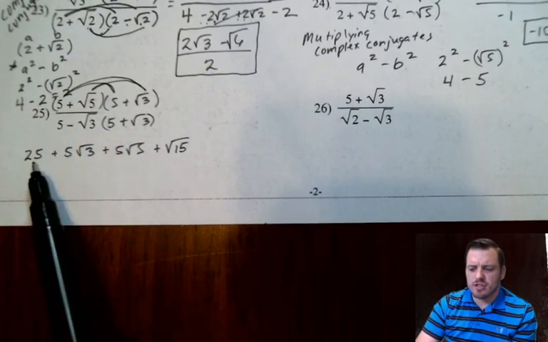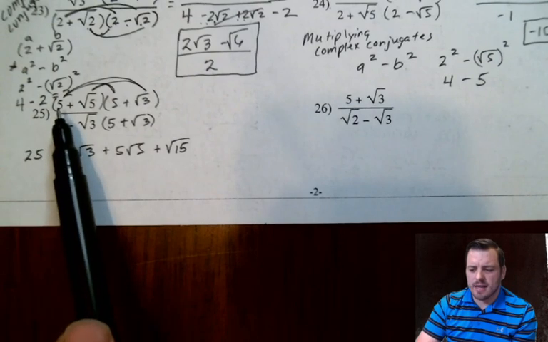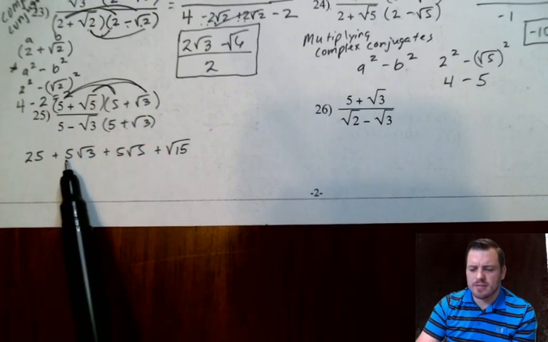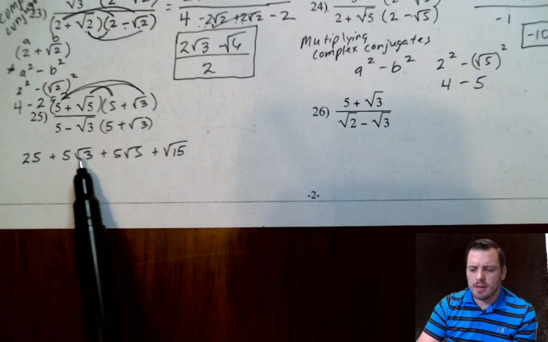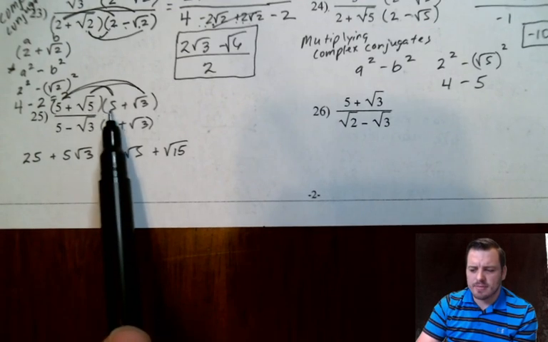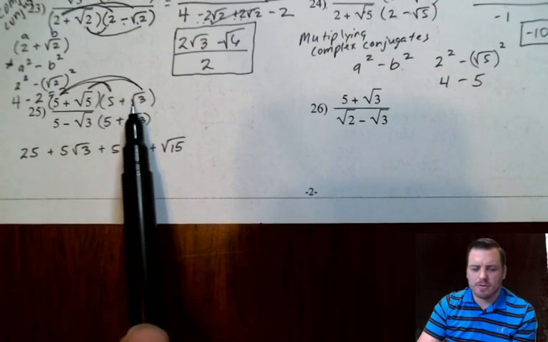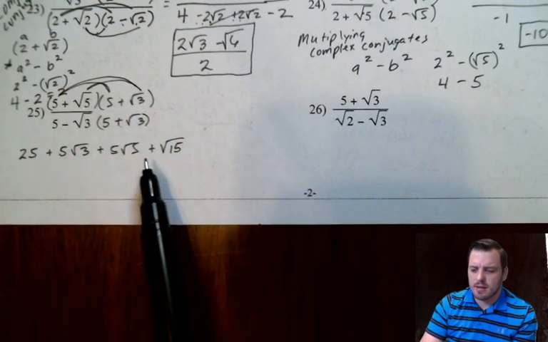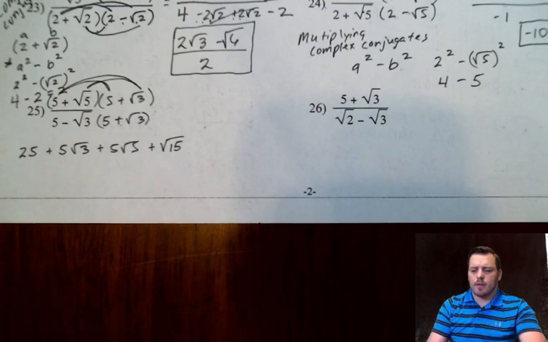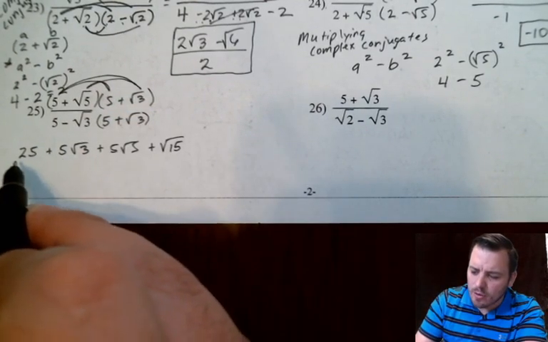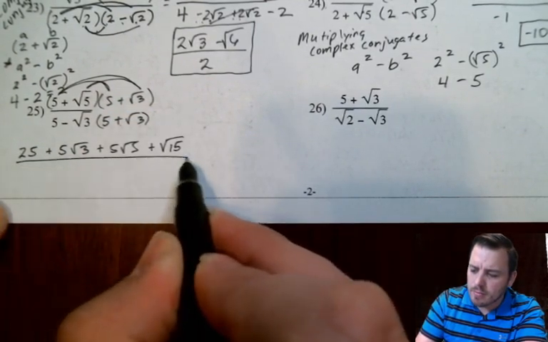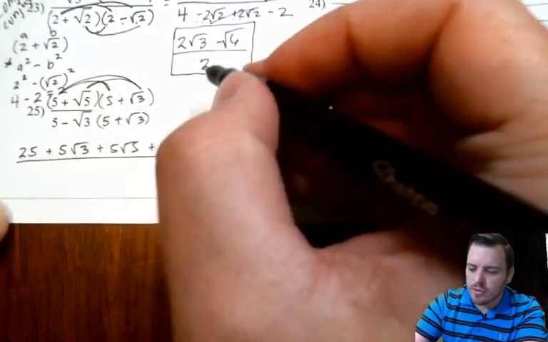5 times 5 is 25. Outside, 5 times radical 3 is 5 radical 3. Inside, radical 5 times 5 is 5 radical 5. And last, radical 5 times radical 3, you multiply the insides, plus radical 15. And all that is over here. Let's do a squared.